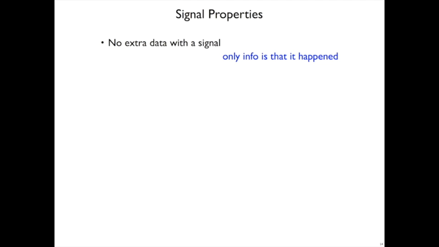There are a few properties of signals generally. When a process receives a signal, there's no extra data that goes with that. When you send a signal, you just give it a signal number. You can't supply an integer even or a string or anything to give data with the signal. All you get is a signal number. That's why when we get a child signal, we have to explicitly call wait to get more information about what happened to some child, even which child it was.